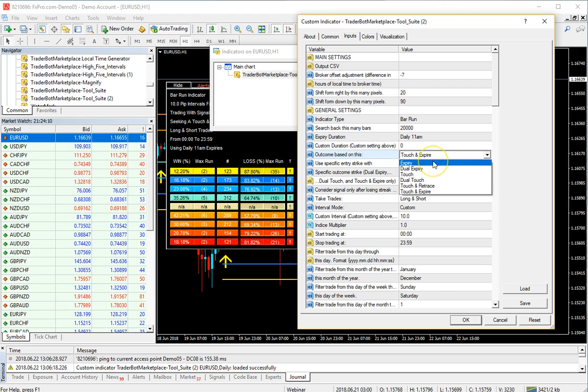So now we've talked about all of these: expiry, dual expiry, touch, dual touch, touch and retrace, and touch and expire. What I want you to do is take everything we've learned so far, and we're going to do a review on everything we learned in the very next video.